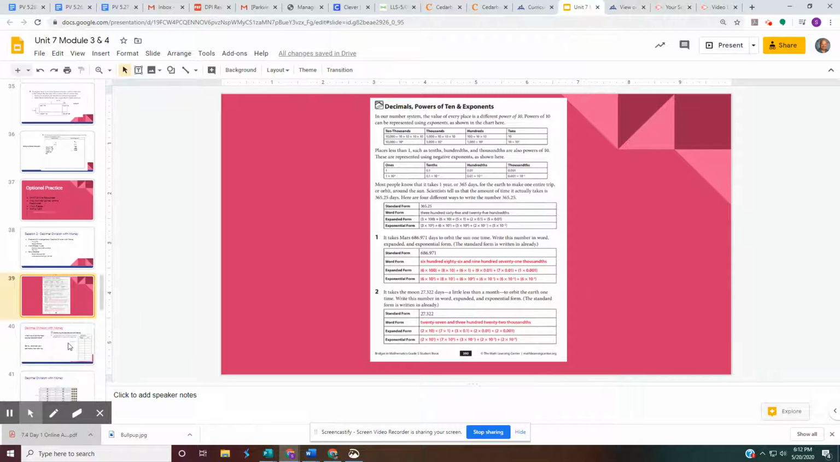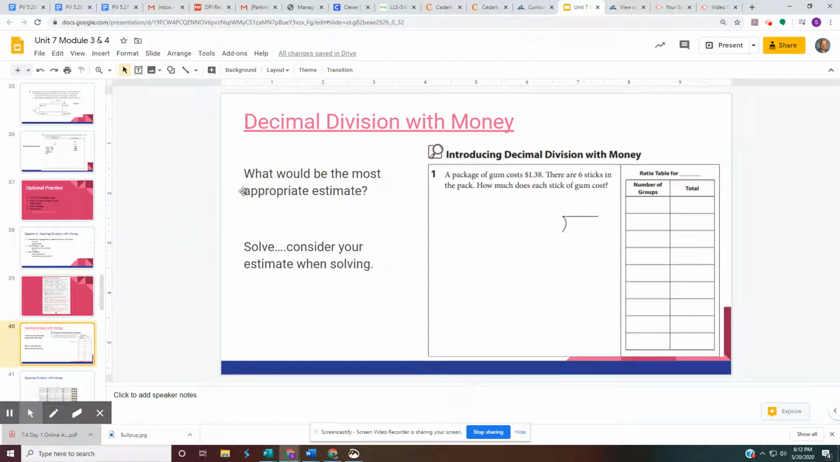All right, so how are we going to divide money? Well, what is the most appropriate estimate for this? If a package of gum costs $1.38, there are 6 sticks. How much does each stick cost? Well, if it was $1.20, I'd say it costs about 20 cents. So maybe 20 to 25 cents would be my estimate.